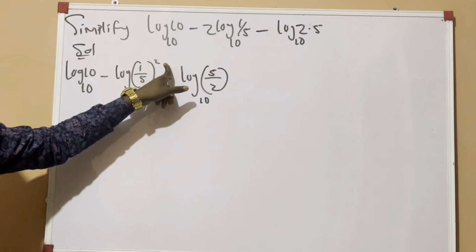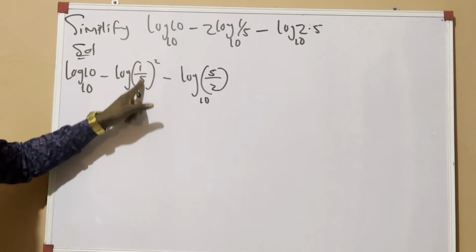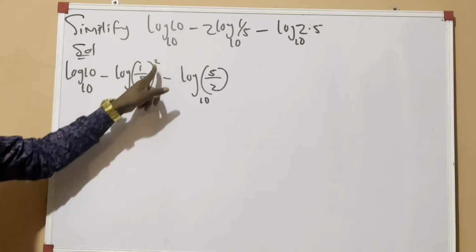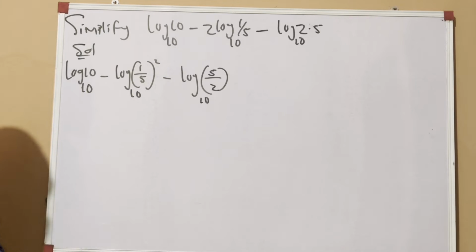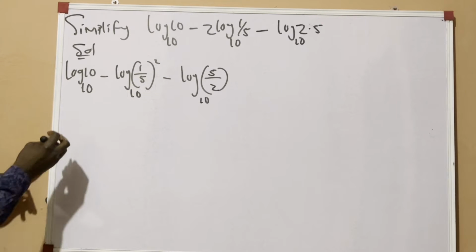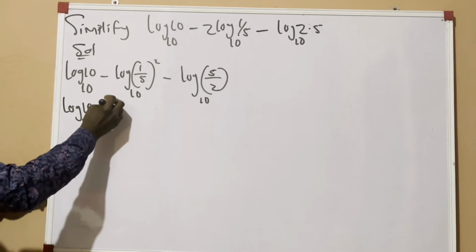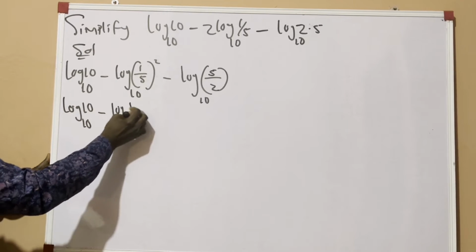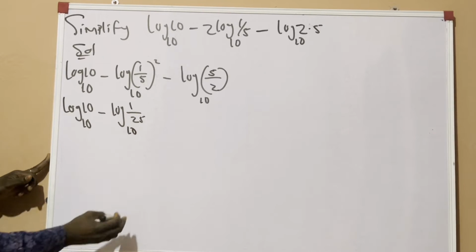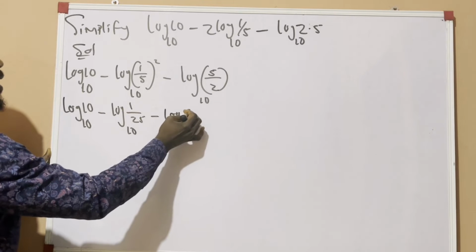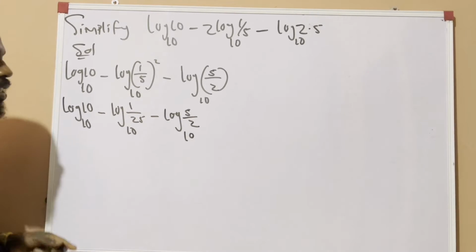Now, when you have a square here, it means the square affects the fraction in a bracket. So 1 raised to power 2 means 1 times 1, which is 1. And 5 raised to power 2 means 5 times 5, which is 25. So here becomes log 10 base 10 minus log 1 over 25 to the base of 10 minus log 5 over 2 to the base of 10.